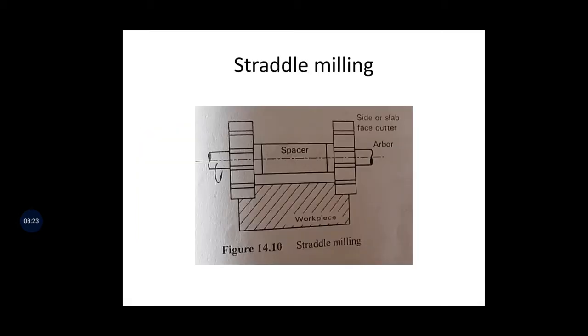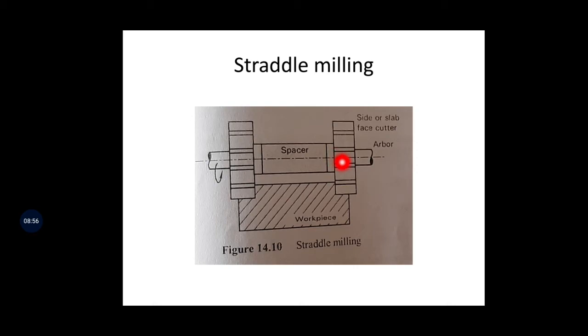Next is straddle milling. Straddle milling is a machining process in which a pair of milling cutters is used. In this pair, one milling cutter is there and one more milling cutter is there, and their distance is maintained by the spacer. Both milling cutters will mill this portion and this portion. This portion is not milled.